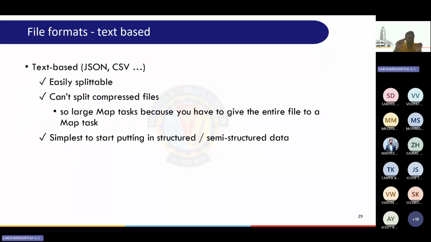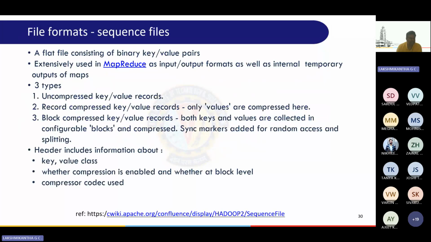Now see here, text-based formats have been explained here. I don't want to explain text-based bit by bit, as you all know that. So this is sequence files. A flat file consisting of binary key value pairs is called a sequence file. This is mainly used in the MapReduce concept. We have three different types here: uncompressed key value record, record compressed key value record, and block compressed key value record. This is a key value pair, guys. Once we are talking about MapReduce, then I'm going to explain more on this.